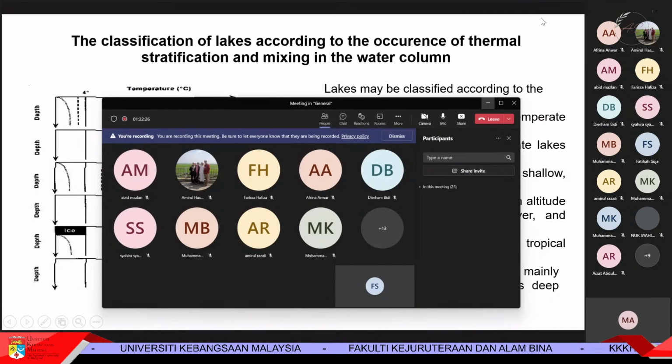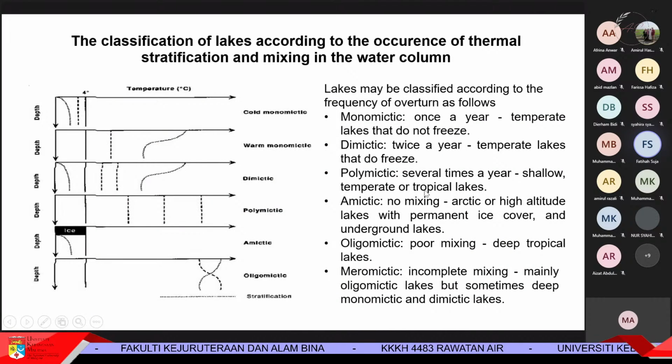you have this mixing. Polymictic, several times a year: shallow, temperate or tropical lakes. Amictic, no mixing: Arctic or high altitude lakes with permanent ice cover and underground lakes. So these are all the classifications of lakes according to the occurrence of thermal stratification and mixing in the water column. Okay, so meaning that this is how many times of mixing in the lake that you will get.